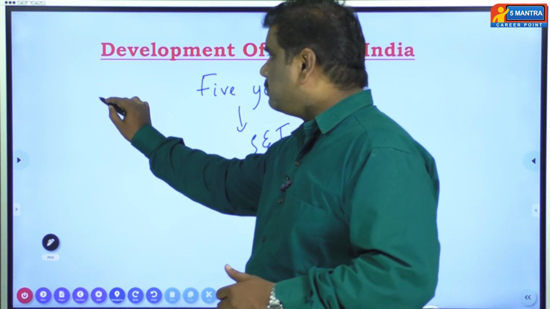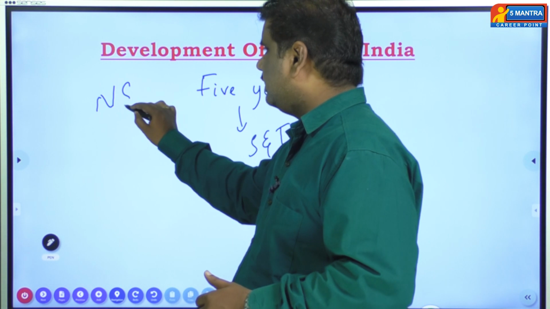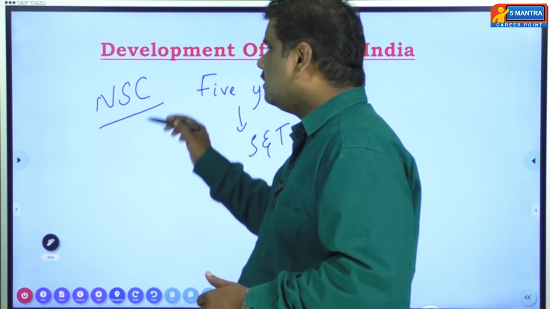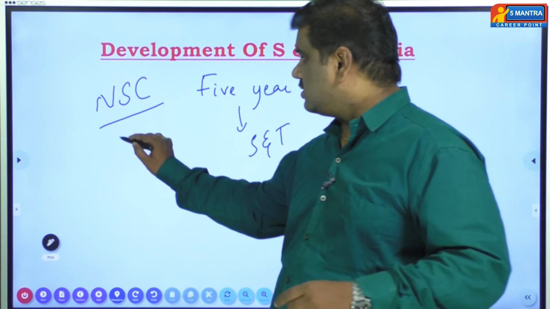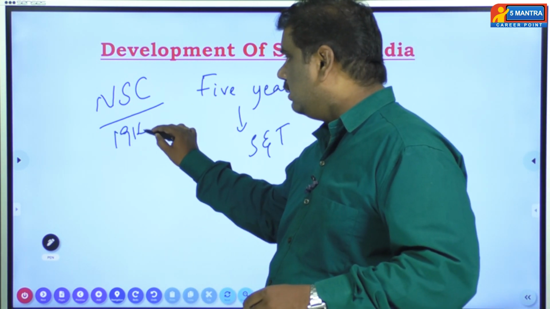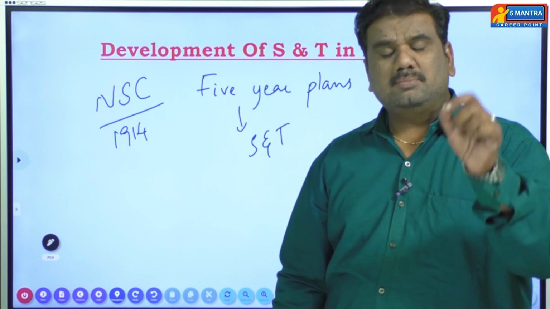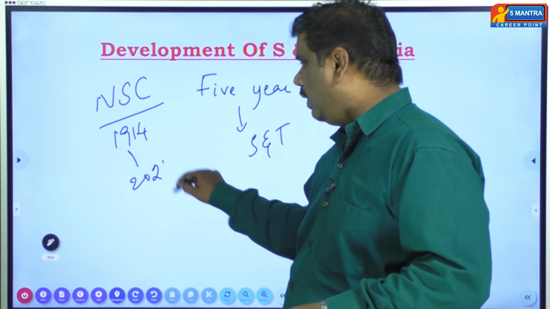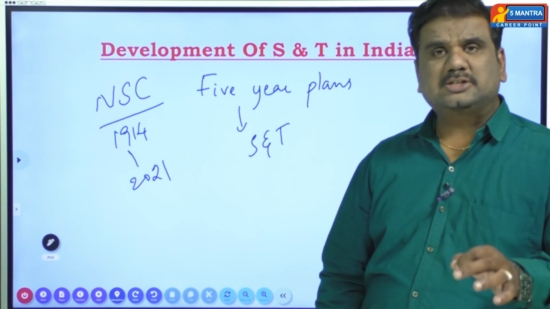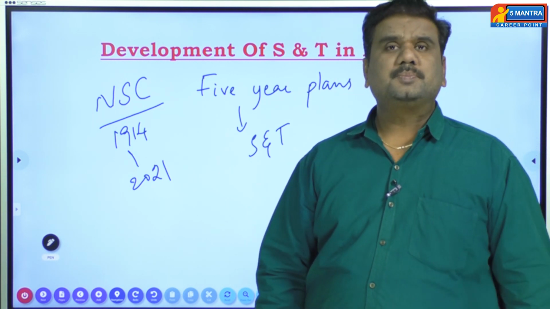Now these National Science Congress meetings are held every year. The National Science Congress meetings were started in the year 1914. So right from 1914 till 2021, these Science Congress meetings are held every year.